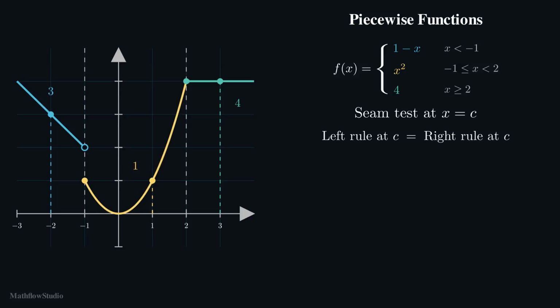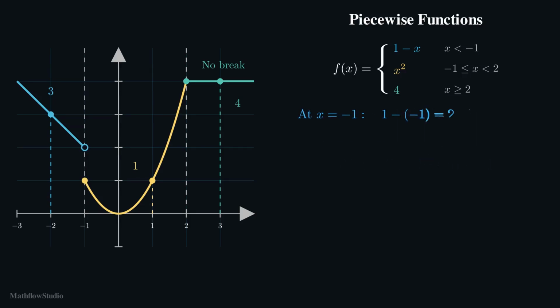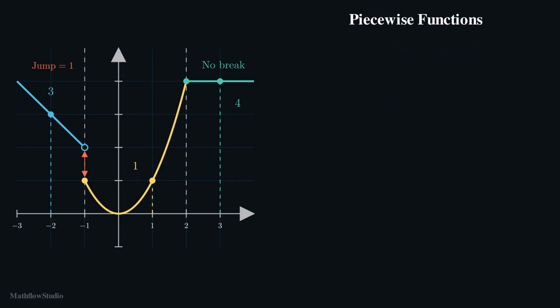Try the second seam. The parabola climbs to 4, and the flat rule starts at 4. They agree, so that seam closes, and the picture shows one solid dot. Now the first seam. The line is heading for 2, while the parabola starts at 1. The distance between them is the jump, and here it is exactly 1 unit. The jump is there because the first rule reaches the seam 1 unit too high.